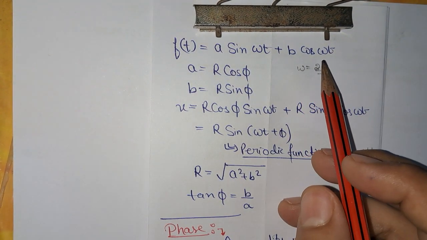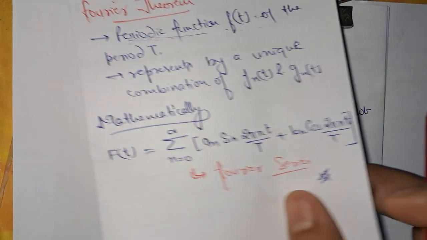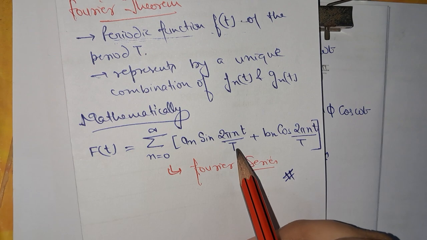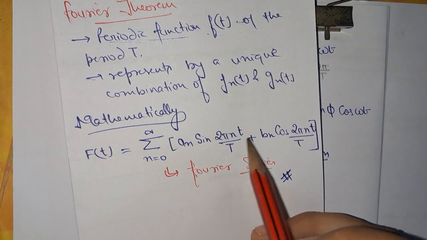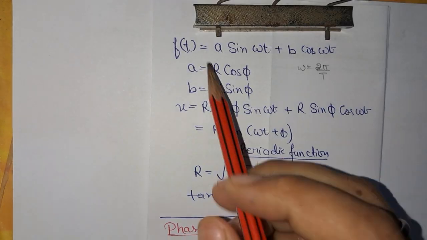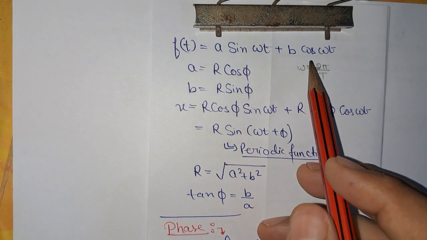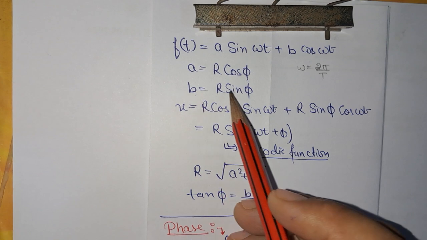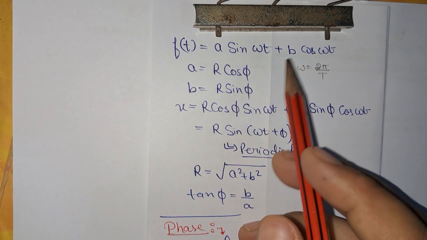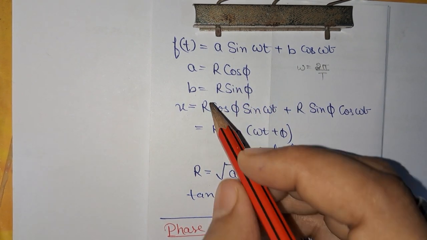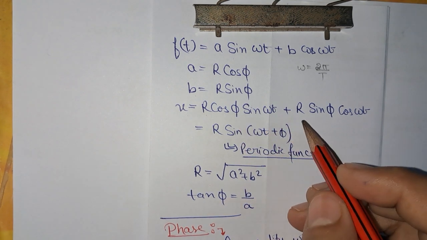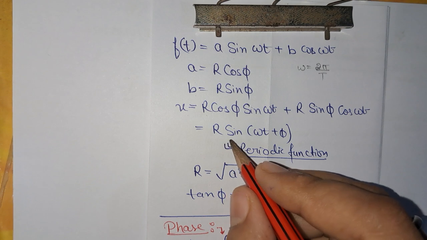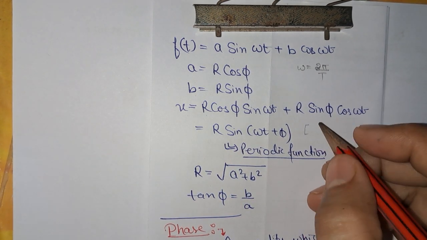plus b cos omega t. This is for n equal to 1, since it was a_n and b_n with cos and sin of 2 pi n t by T. So putting n equal to 1, for the first term f(t) is equal to a sin omega t plus b cos omega t, considering a to be r cos phi and b to be r sin phi. Putting these values here, we get r cos phi sin omega t plus r sin phi cos omega t. That will give you r sin of omega t plus phi, since it is a formula.